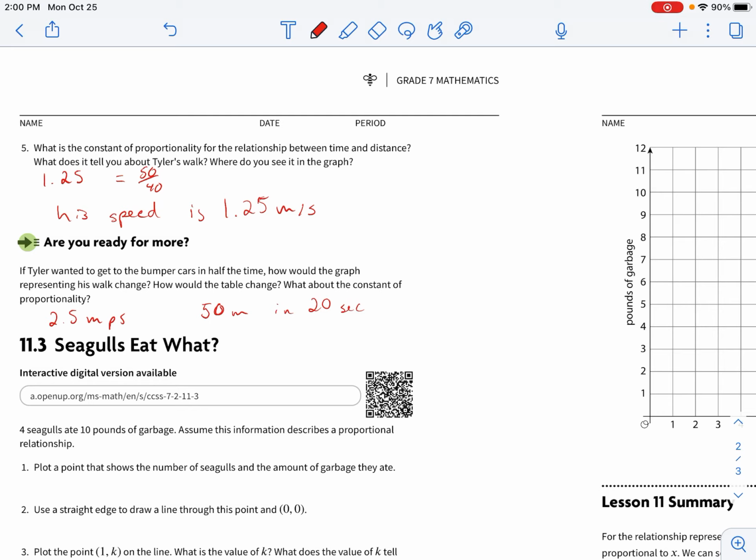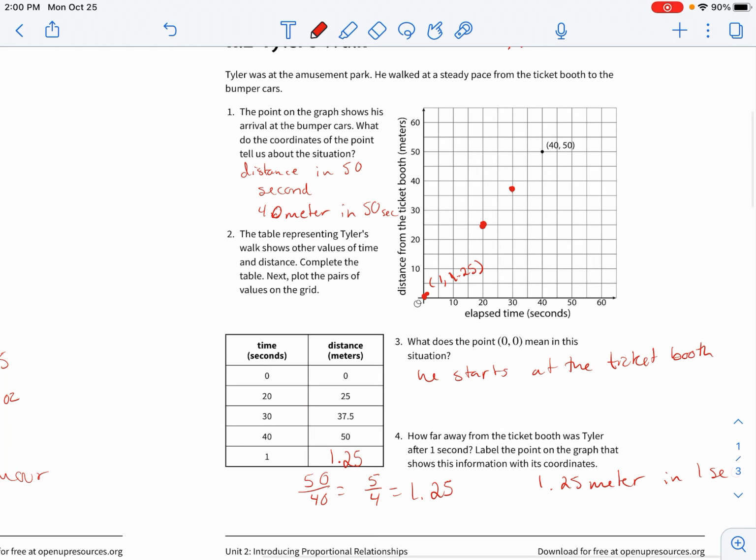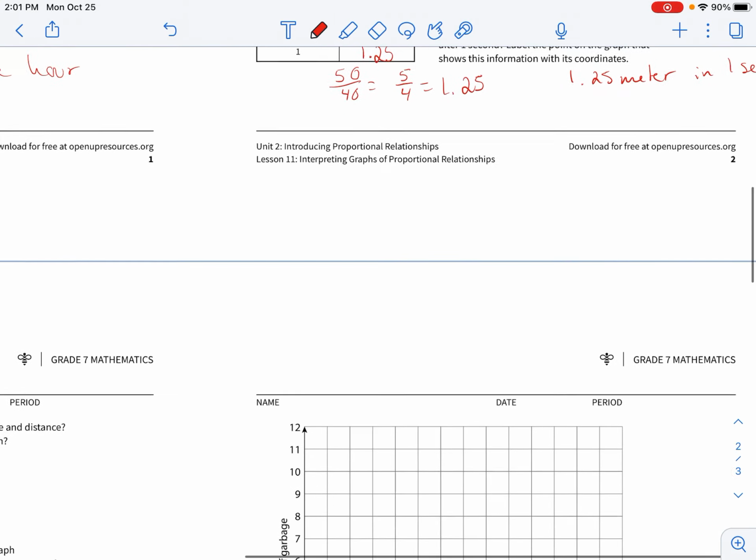Okay, so the graph itself would increase faster. So I'll go back here and just draw. So this would be right here. So this would be there instead of this path here. Okay, so it increases quicker.